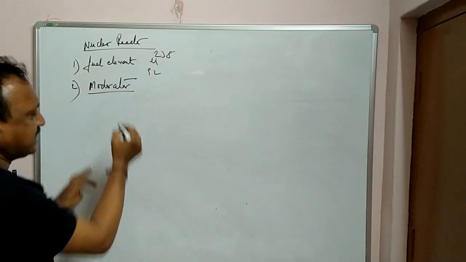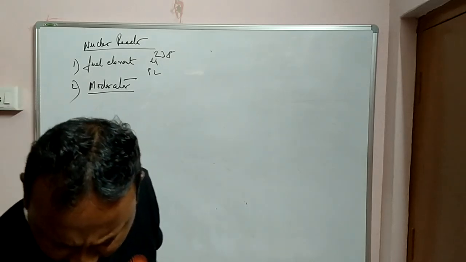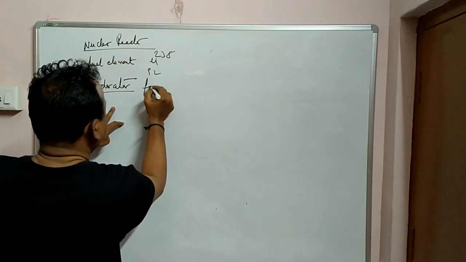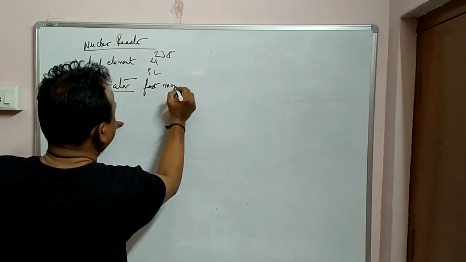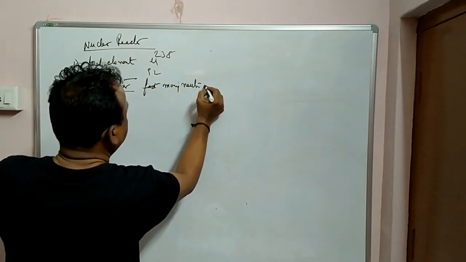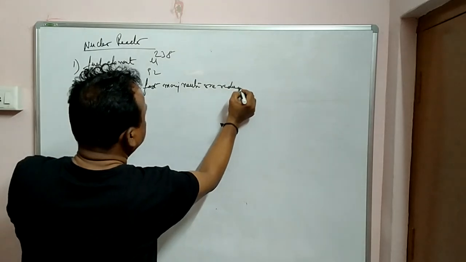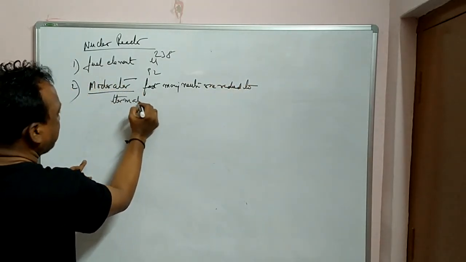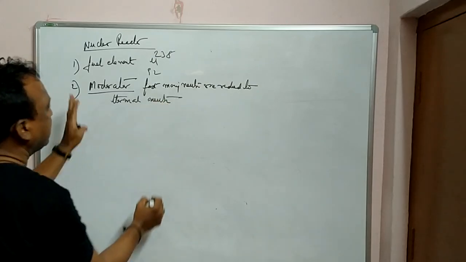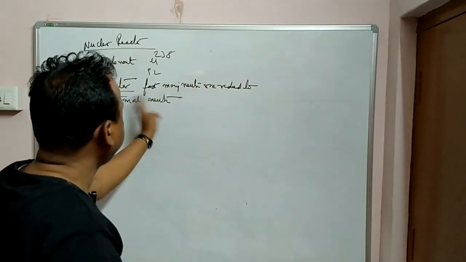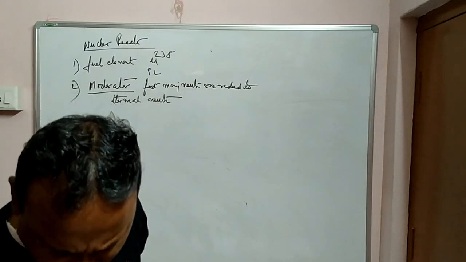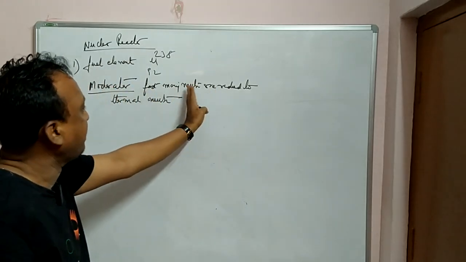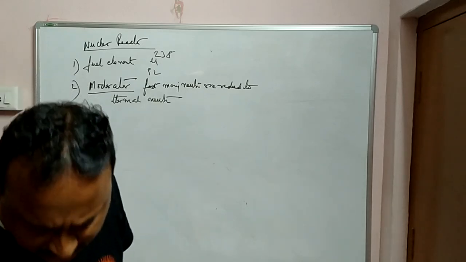Moderator. Generally, the moderator's function is that it will slow down the fast moving neutrons to thermal neutrons. Fast moving neutrons are reduced to thermal neutrons. The moderator's main function is that it slows down the fast moving neutrons to thermal neutrons.